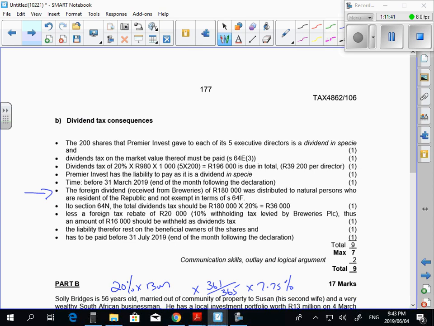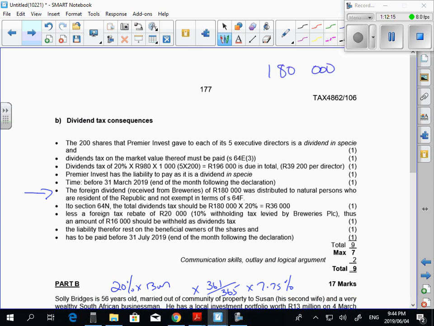So the way that it works, it says the foreign dividend received from breweries of 180 was distributed to natural persons who are resident in the Republic and not exempt in terms of Section 64F. So if this comes to a SA resident, not a company. If it goes to a company, do you understand there's no dividends tax? But if it's being given to a resident, the way that it works is, it says the 180 was distributed to natural persons who are residents in the Republic.